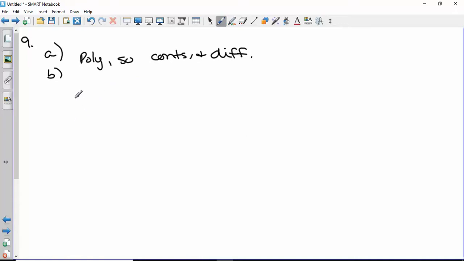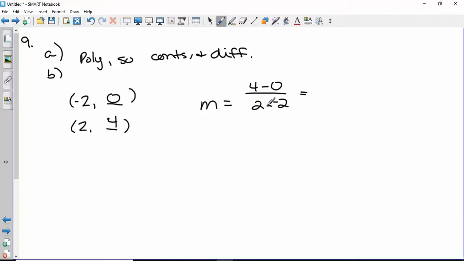So we need the slope. When my 2 endpoints were -2 and +2, to get the y's, you have to plug those into the original. So if you put in -2, we get -8. We get 0. If you put in a +2, you get 8. So you get 4. So the slope between those, y2 minus y1 over x2 minus x1, you get 4 over 4, so my slope is 1. So what that tells me is my derivative has to equal 1.